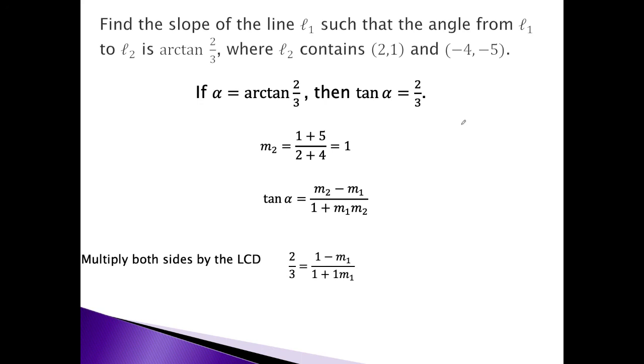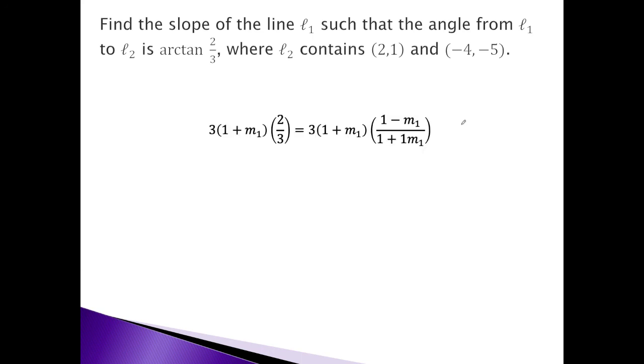So multiply both sides by the LCD, which is 3 times (1 plus M1). This is the third time that we have used multiplying by the LCD. And when we simplify, we get 2 times (1 plus M1) equals 3 times (1 minus M1). Distribute: 2 plus 2M1 equals 3 minus 3M1. So we get 5M1 equals 1. So M1 equals 1/5.